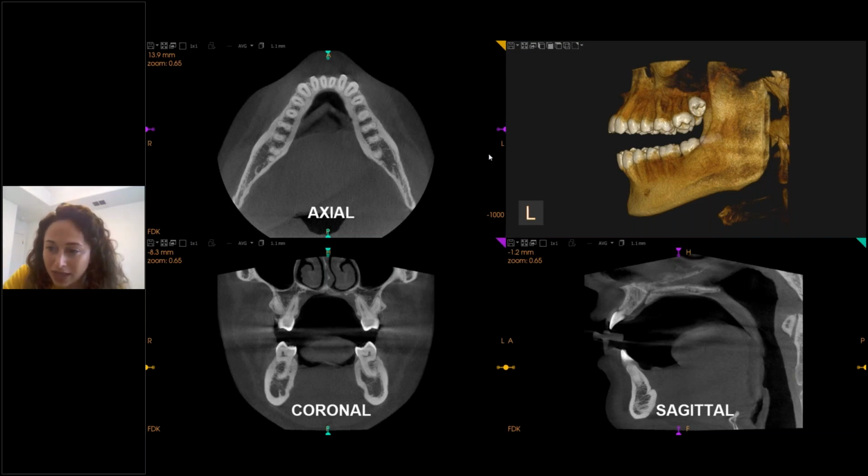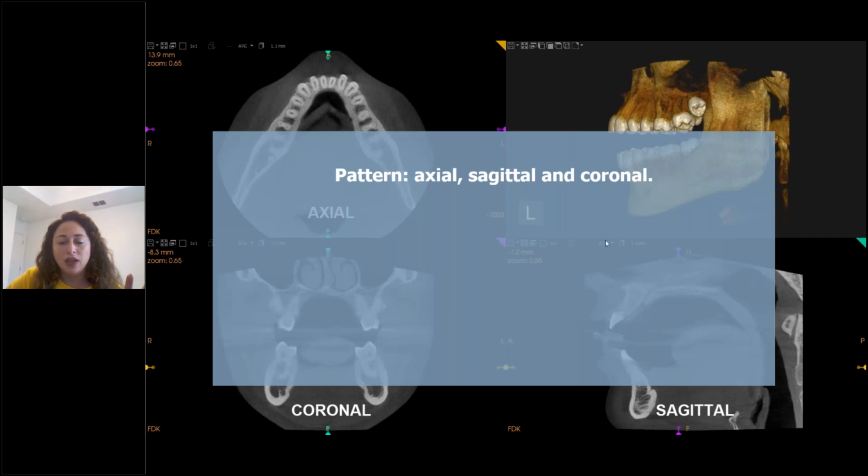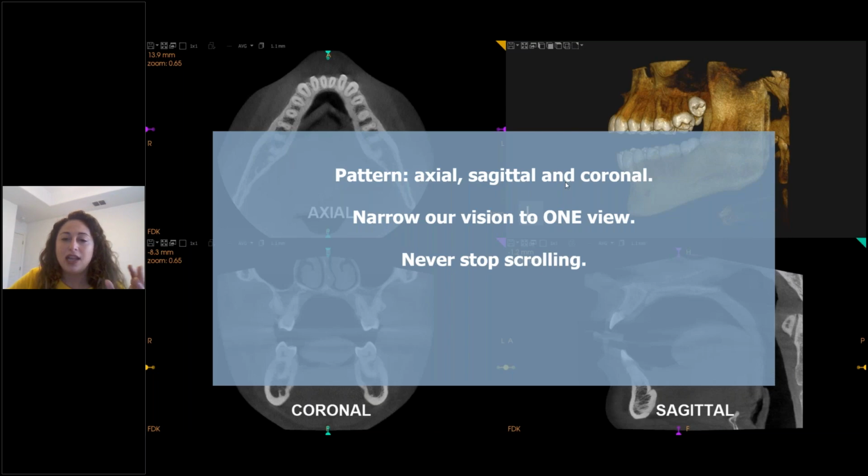Then start with that. My only condition is that for the next 10 scans, the next 50 scans you're looking at, you use the exact same pattern, to maximize one view and to scroll, searching, making sure that the structures are normal. So we want to create a pattern. We want to narrow our vision to one view so that we're not jumping from screen to screen. And we want to never stop scrolling.